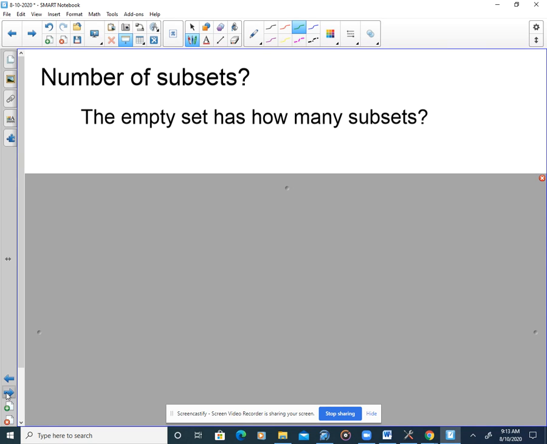Okay, let's look at this example. I want you to determine the number of subsets that each of these sets have. So the first set I want to look at is the empty set. The empty set would be the set that has no elements. So how many subsets does the empty set have? One. It has one subset. The one subset would be the empty set. The empty set is the one subset of the empty set.